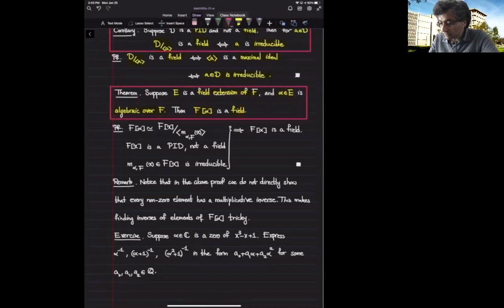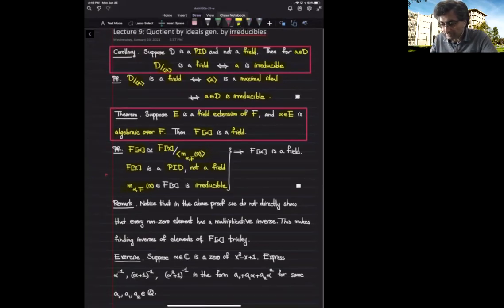What is the proof? The proof is as follows. We have already proved that F bracket alpha is isomorphic to the quotient ring of the ring of polynomials by the ideal generated by the minimal polynomial. But the minimal polynomial is irreducible. F bracket x is a PID, but the group of units are the non-zero constant polynomials, so it cannot be a field. It is not a field, and I'm modding out by this ideal generated by an irreducible element. So this corollary implies, this is what we are using over here, that F bracket alpha is indeed a field. And that's exactly what we wanted to show.